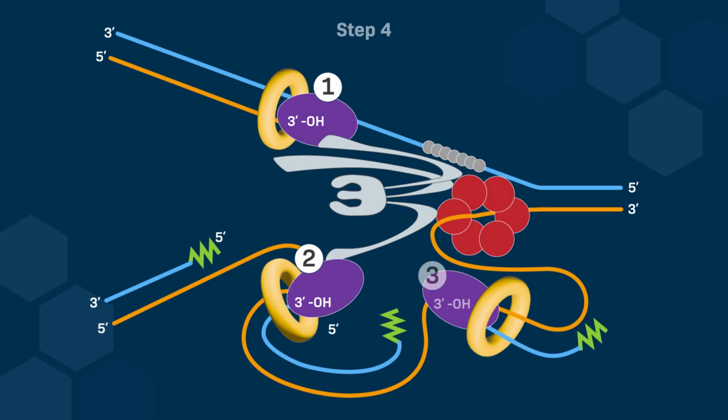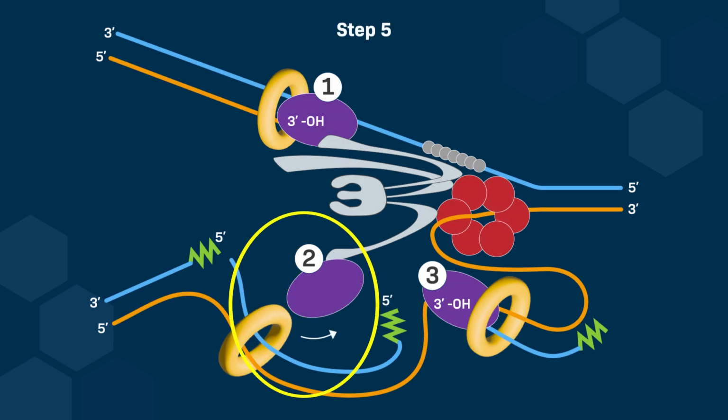In step 4, DNA polymerase 2 completes the synthesis of its Okazaki fragment. DNA polymerase 3 binds to the sliding clamp that is attached to the new primer and starts synthesizing a new Okazaki fragment.